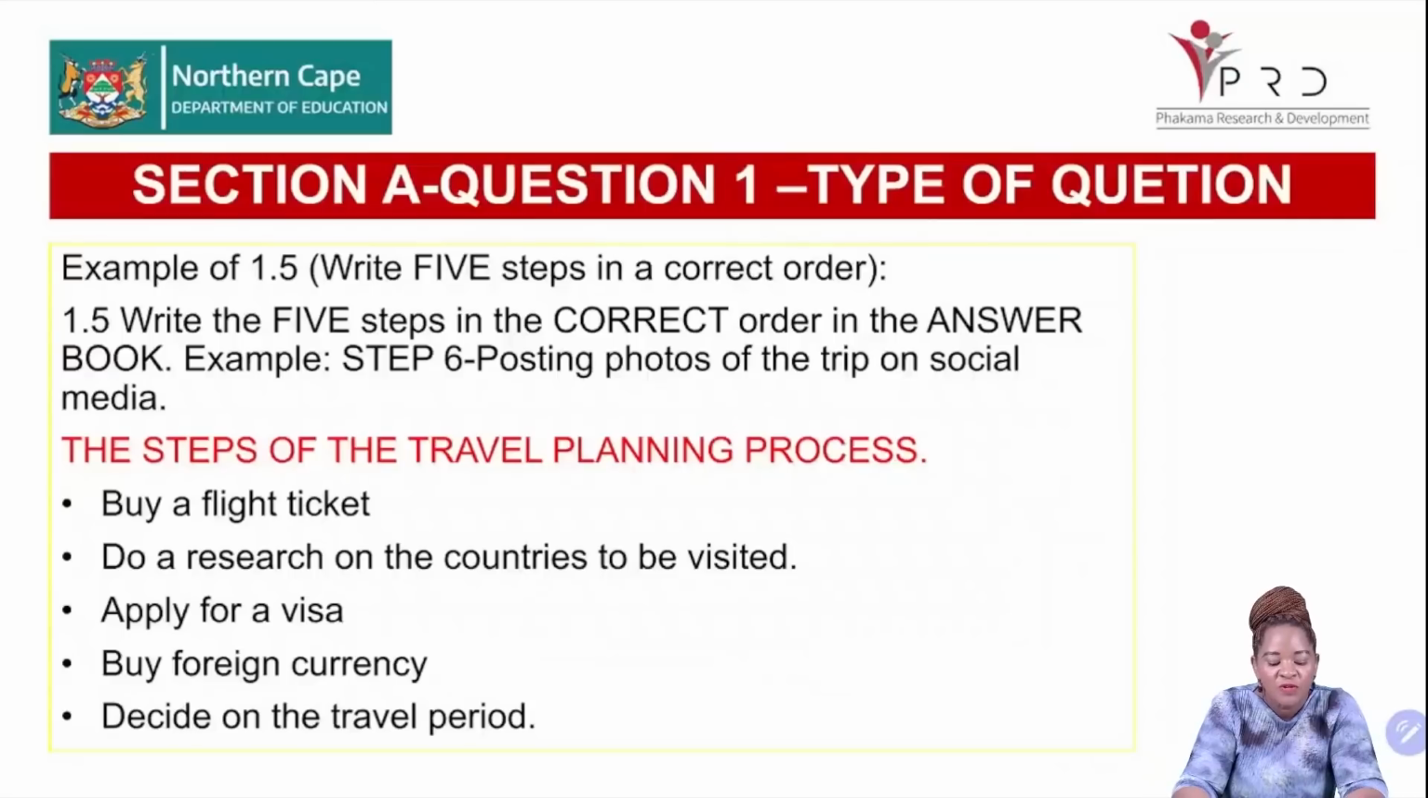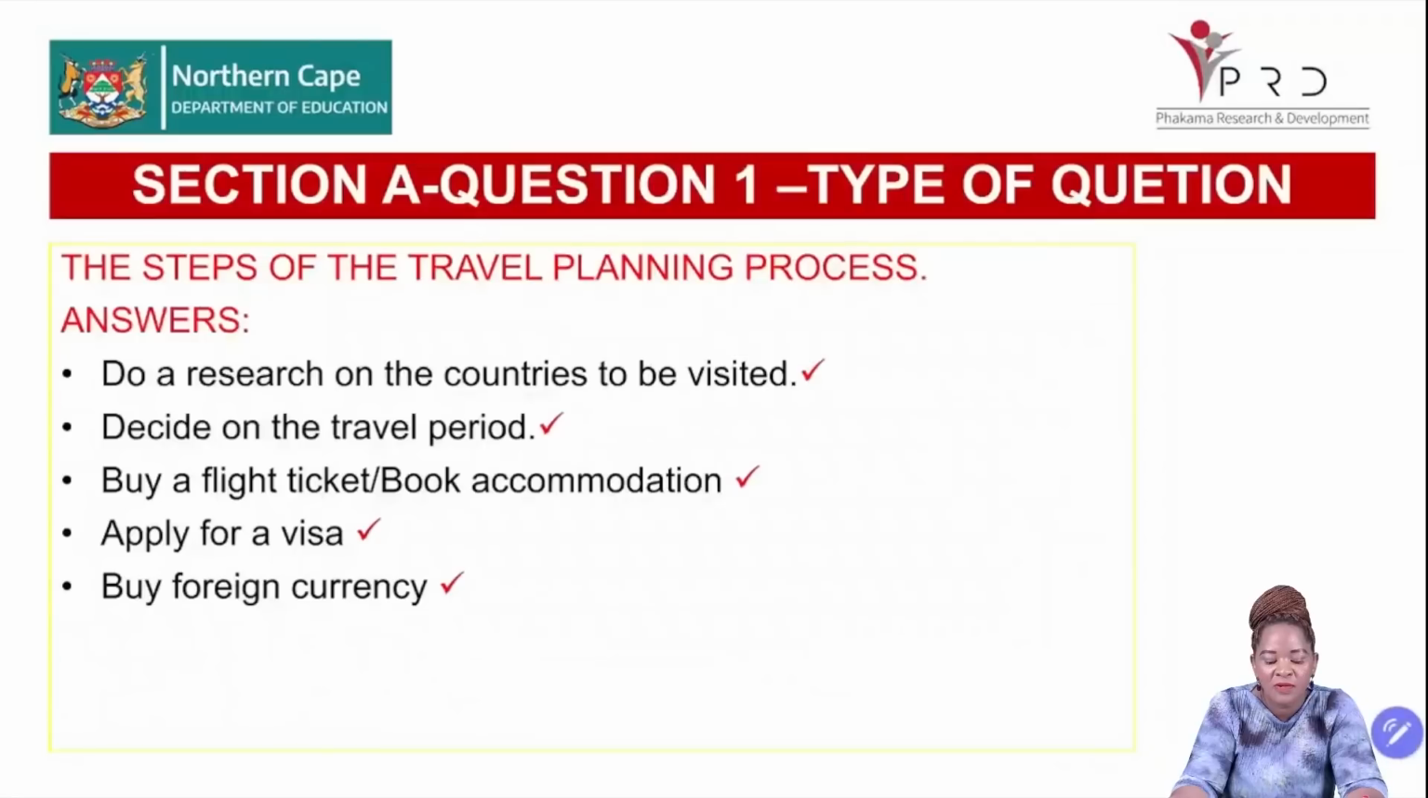Grade 12 learners, all you had to do was just to rearrange these steps. Now let's get to the answers or the solutions and see how best you have answered these steps. Number 1, the first thing that you do when you are planning to go on a holiday, grade 12 learners, you do a research on the country or countries to be visited.